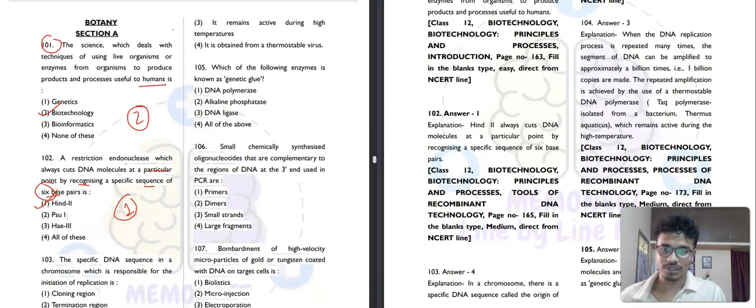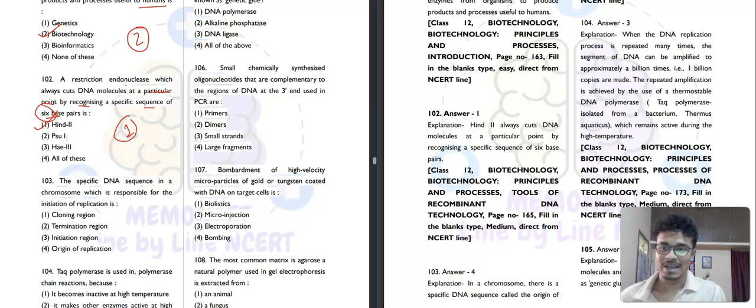Then the next question, it is saying that the specific DNA sequence in a chromosome which is responsible for the initiation of replication, okay? Cloning region, termination region, initiation region or origin of replication. Don't get confused with initiation region. There is nothing called initiation region. That is origin of replication. So the fourth option will be your correct answer for this question.